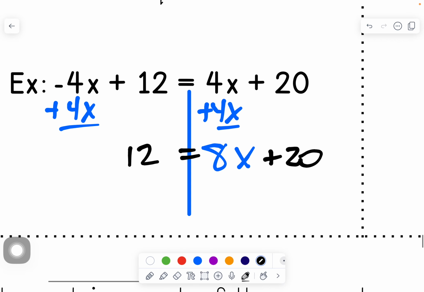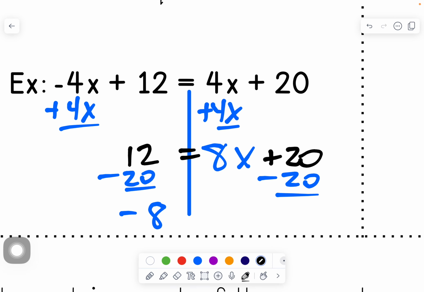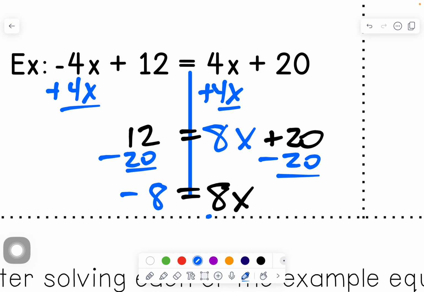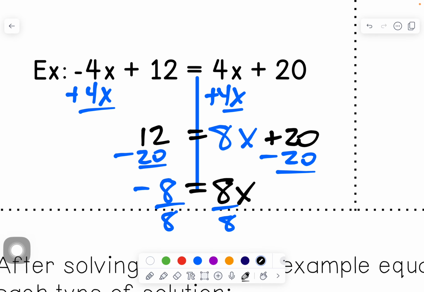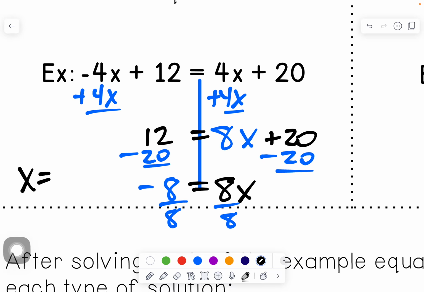I'm going to go ahead and subtract 20 from both sides, right? I always want to get rid of my constant term first. So that gives me negative 8 over here, and that's going to equal 8x. And the last step there will be to divide by 8. And I end up finding out that my x equals negative 1.